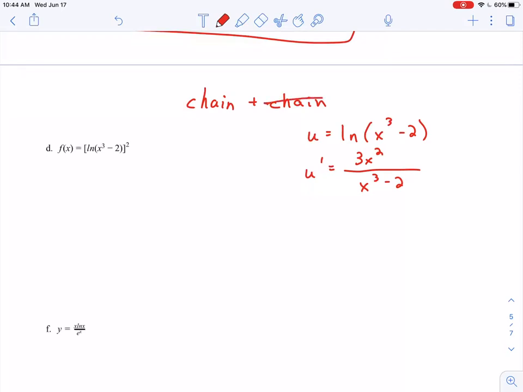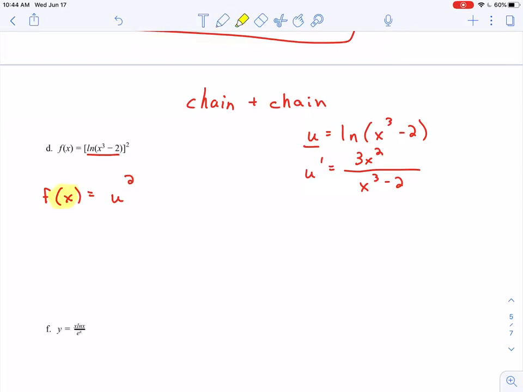So I've done one of my chain rules. That part's done. I just have to look at the other chain rule. So let's actually make our substitution here. Let's say f of x. I'm going to take this piece out and replace it with u. This is really u squared. And right now, I'll just address this.